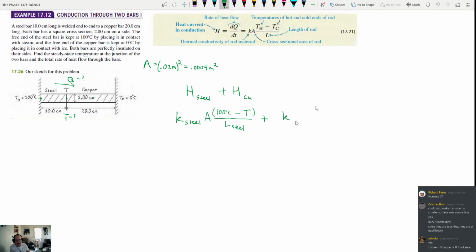Plus, same thing for copper, so we have K for copper times the area times, for the copper, the hot side is going to be right here, and the cold side of the copper is going to be here at 0, so it'll be T minus 0 divided by the length of the copper. We notice that this only has one unknown in it. Actually, it's not an equation yet, it's just an expression because it's not related to anything. So we have to figure out what this will be equal to.